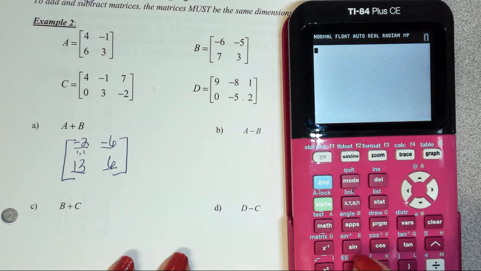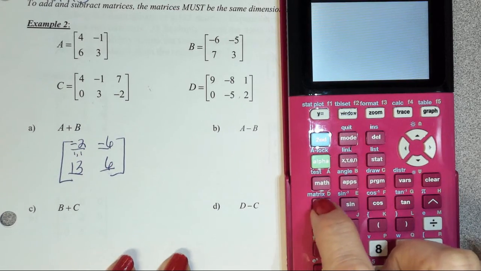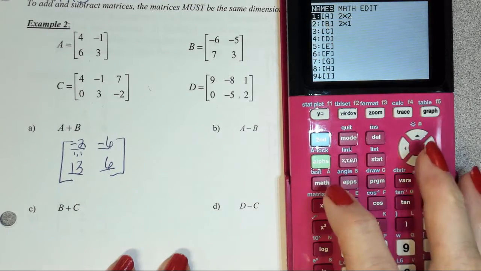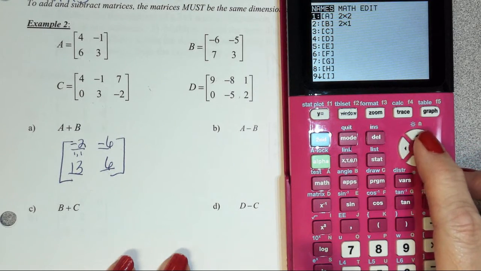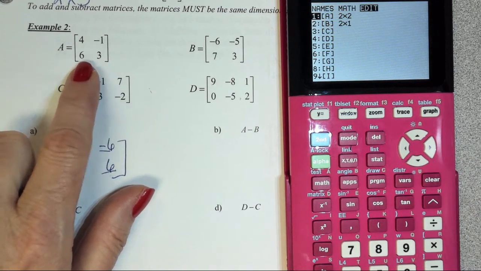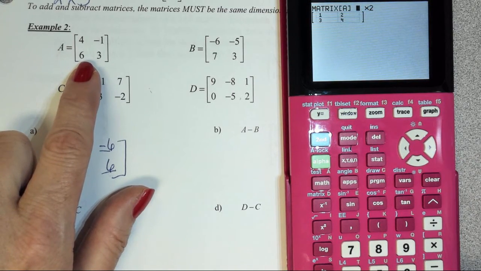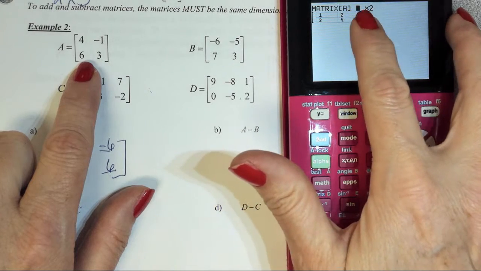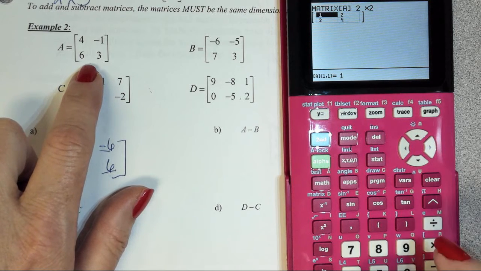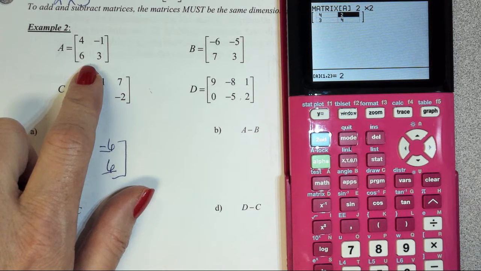So make sure your calculator is on. Go to matrix. On my calculator, matrix is right here in blue. So to get to it, I have to do second x to the -1. Now I have to go over to edit because I want to edit the matrix. I want to input this matrix. I push enter. It's going to ask me for the dimensions. This matrix is a 2 by 2 matrix. Now I want to put in my numbers. Push enter after every number.